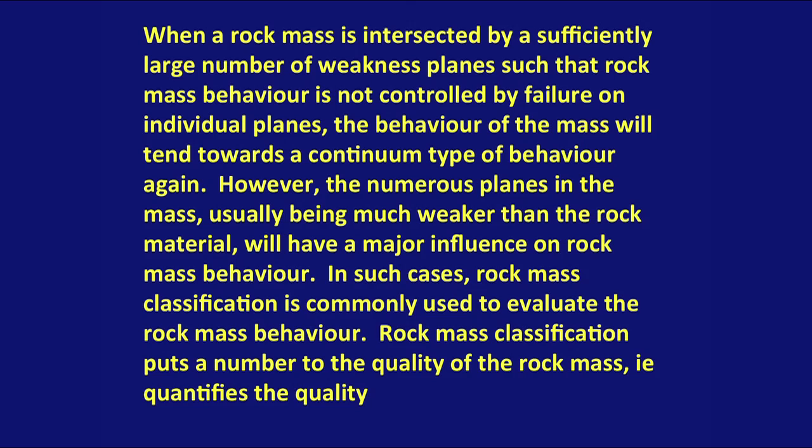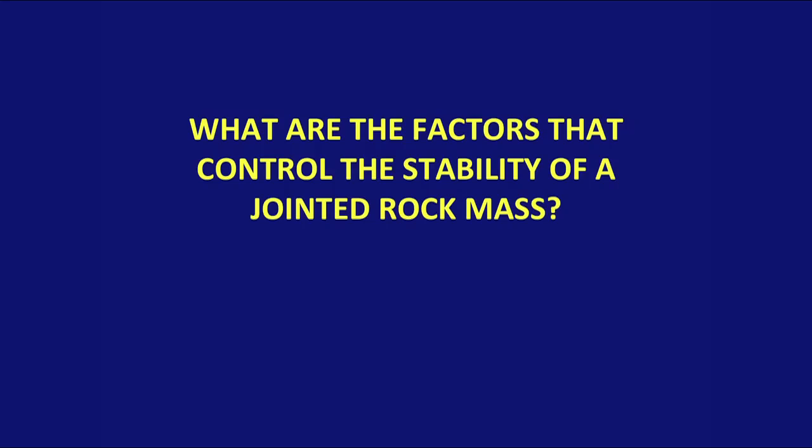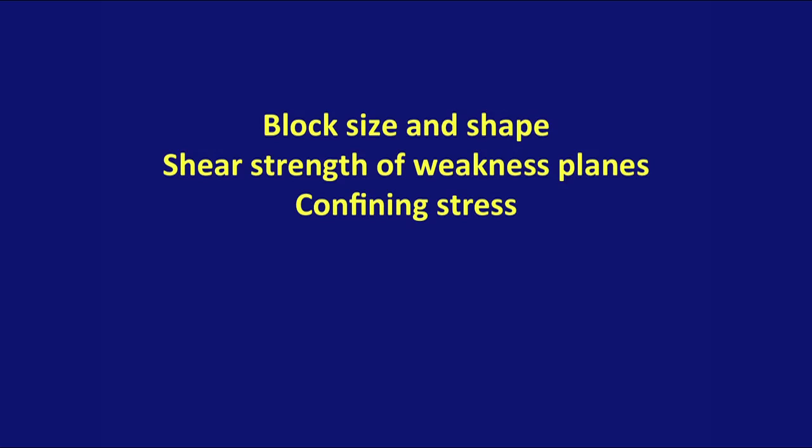Rock mass classification puts a number to the quality of the rock mass, i.e. it quantifies the quality. I'm going to ask some questions now, and I will give the answers to those, but you should think carefully about the questions. First question: what are the factors that control the stability of a jointed rock mass? The answers are block size and shape, the shear strength of weakness planes, and the confining stress.